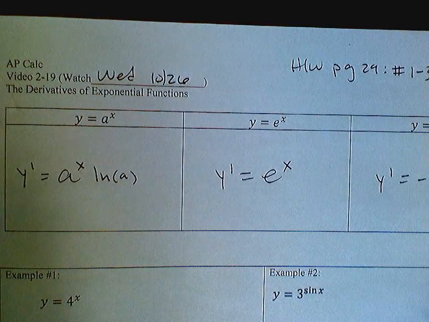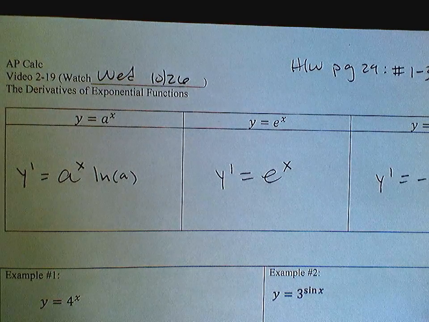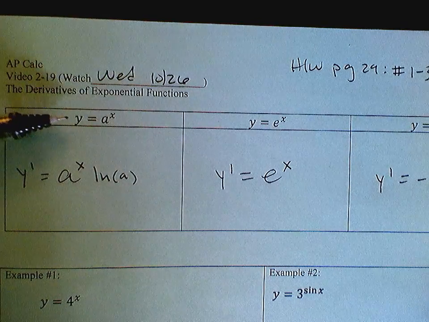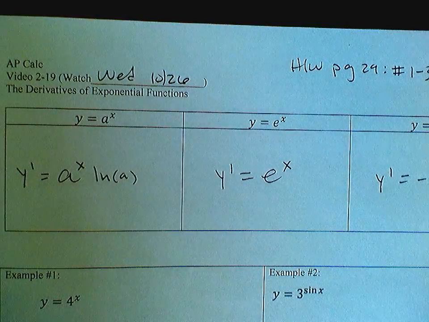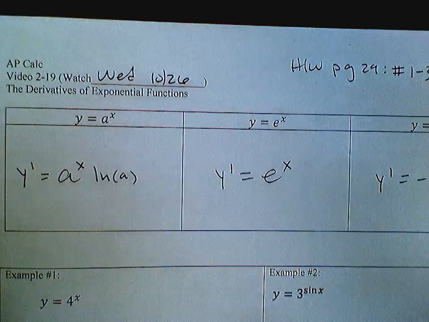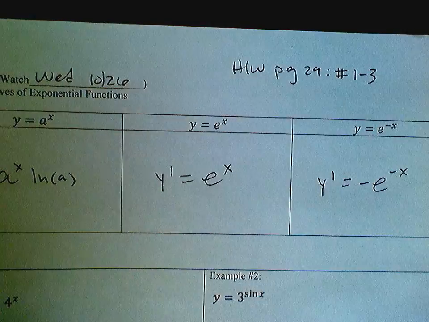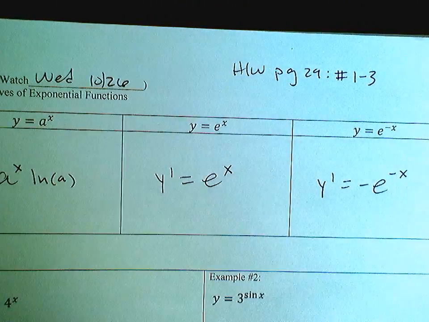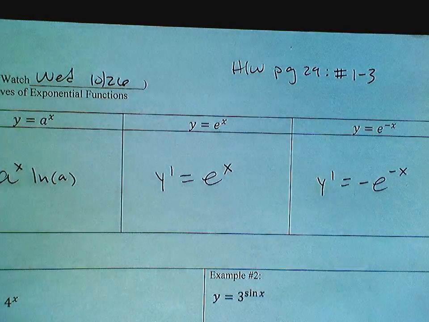So these we need to memorize. If you have a function y equals a to the x, where a is some constant, a could be 2, 3, 4, 5, a could be pi, any constant, then the derivative y prime equals a to the x times natural log of a. Okay, this will be the easiest derivative that you'll ever do, and it's the derivative of e to the x. The derivative of e to the x is e to the x. Okay, that's the only one. That's the only function whose derivative is itself.